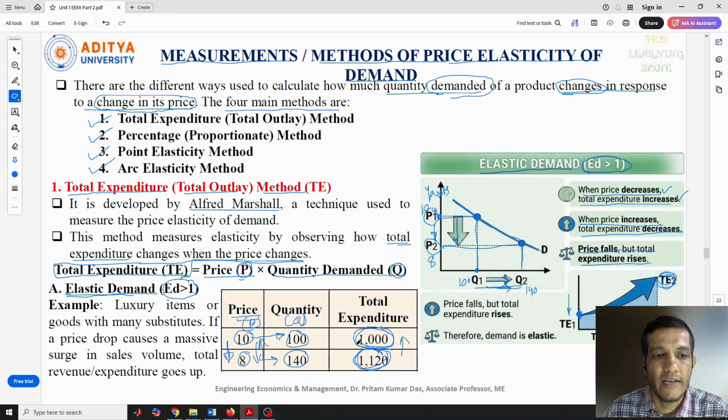So here we will get the ratio, or the value of ED, greater than 1. For luxury items or goods with many substitutes, if the price drops slightly, it causes a massive surge in the sales volume. The total revenue, or we can say the expenditure, can go to a higher level. So that is the elastic demand case.